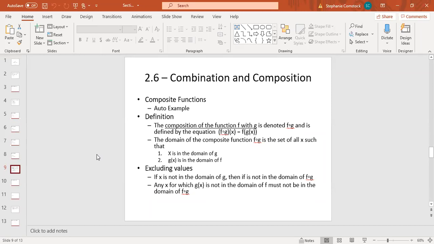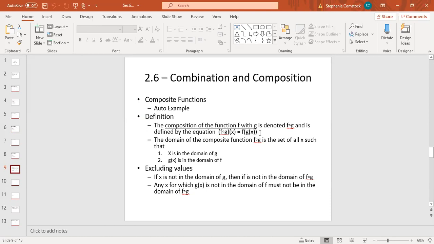So notationally, what we've got here is F, and then this little open circle. It's called a composition dot or a composition circle, with G. Now, the first thing that's going to happen is if they write it to you in this notation, F composition dot G, the first thing we're going to do is change it over to this F parentheses G of X notation.